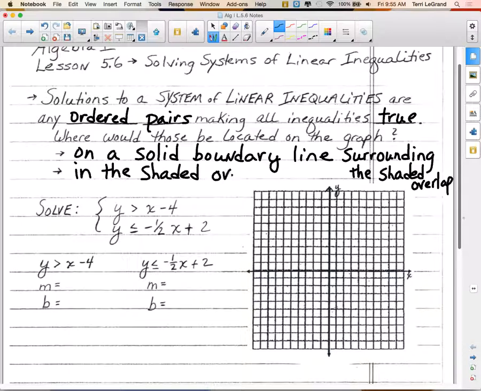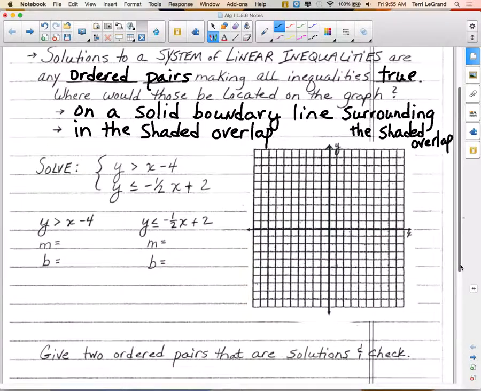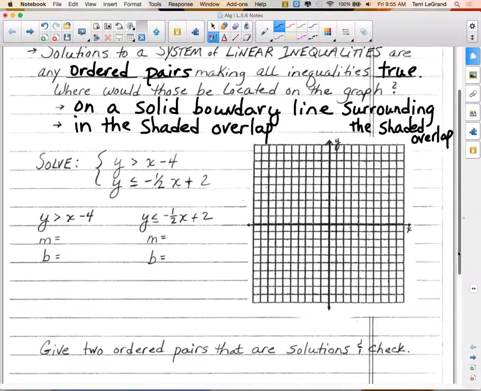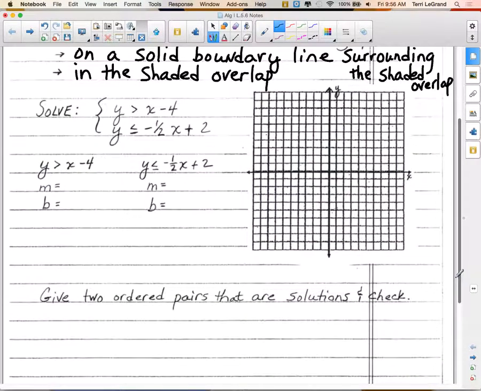So where both of them got shaded, all three of them got shaded, however many there are. We can take solutions for this from the shaded overlap region or from any solid boundary line surrounding that shaded overlap. So we're going to solve y is greater than x minus 4, y is less than or equal to negative 1/2 x plus 2. I'm going to give you a little picture of what that will look like by cheating and going ahead and putting it in our graphing calculators first.